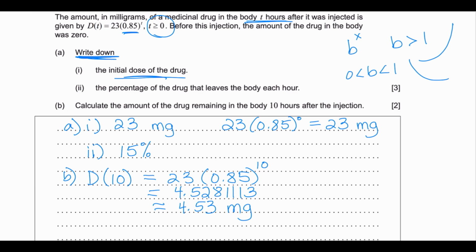Maybe you're asking yourself, do I have to put in this d of 10 at the beginning? And the answer is no. You're going to get credit for showing your work just by showing how you are substituting the 10 into t in the equation. So you can just write 23 times 0.85 to the 10th power. That's going to give you 1 point for method. And then, of course, getting your final answer.